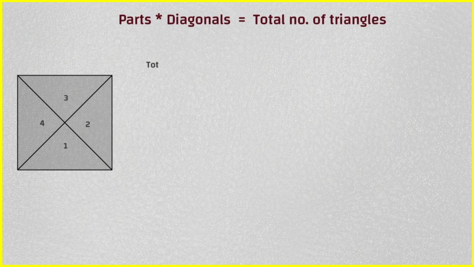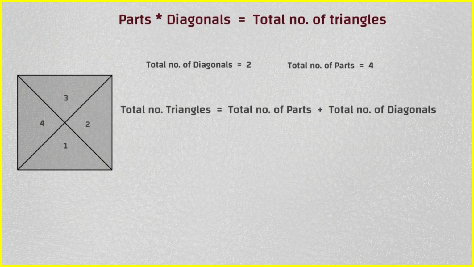As we can clearly see, there are 2 diagonals and both the diagonals divide the square into 4 parts. So the formula goes like number of parts into number of diagonals is equal to total number of triangles, which gives us 4 into 2 equals 8, which is the same as the number of triangles we calculated manually.